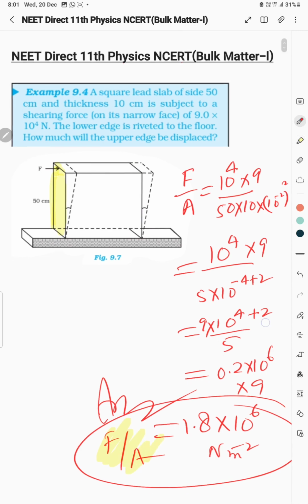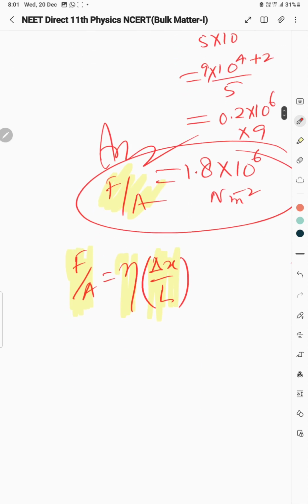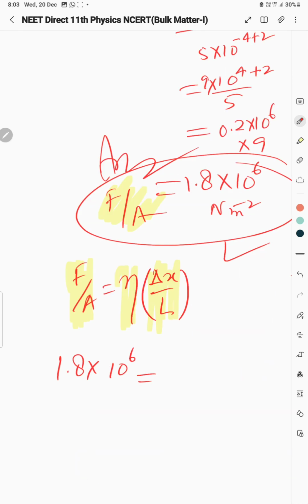Now we move on to the next part. We know stress is equal to bulk modulus, or sorry, shear modulus into strain. In short, this is stress, this is strain, this is shear modulus. Now start making the substitutions. F by A we just calculated, 1.8 10 power 6. Alright. And here eta, this is the shear modulus. It is given 5.6 into 10 power 9, the 5.6 gigapascal.